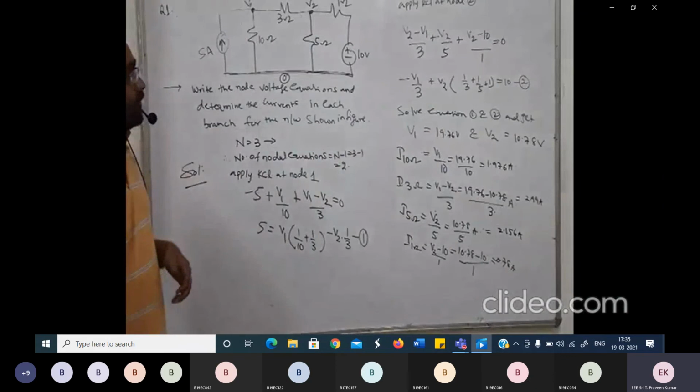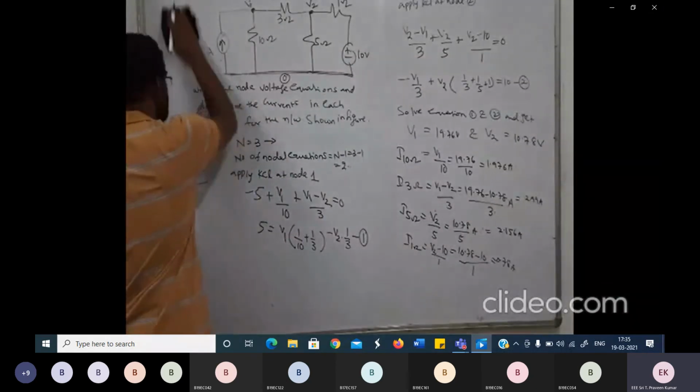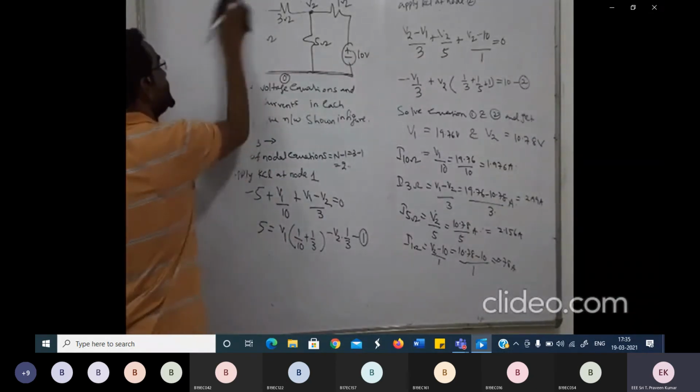I'll go for another problem on this. Let us see some problems on dependent sources also. Now let us see this.